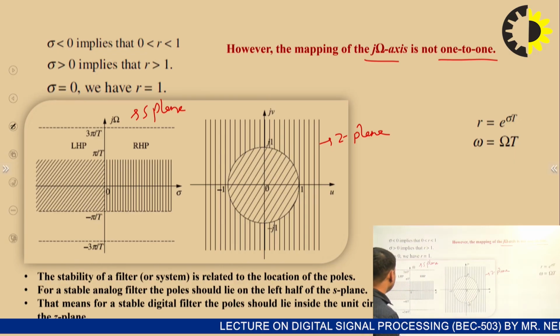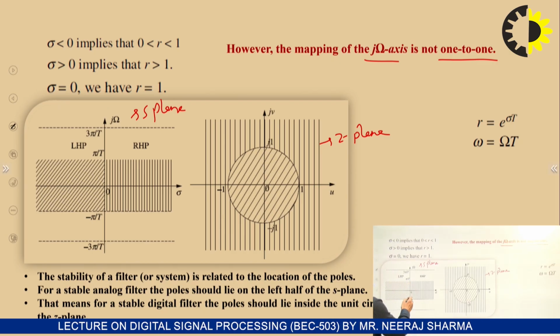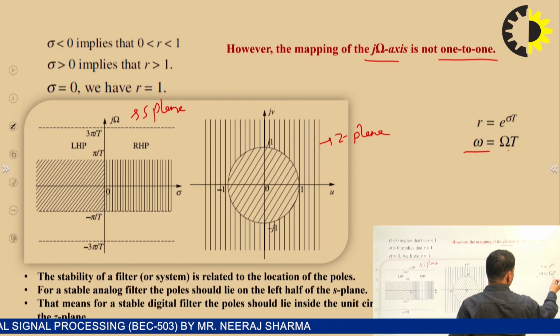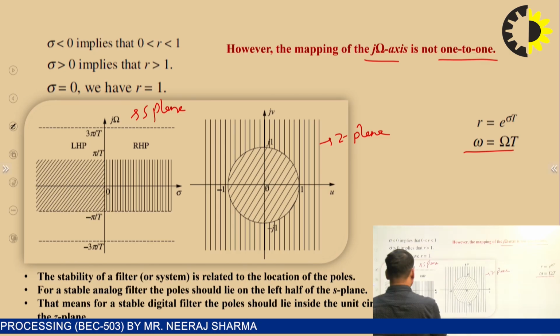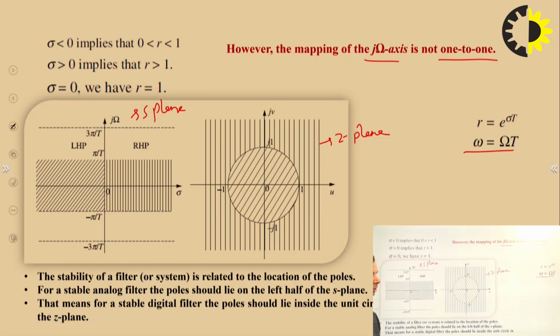Here you can see the sigma j omega axis, the left half S plane and the right half S plane, ranging from minus pi by T to pi by T, because omega is equal to omega T. So the frequency here ranges from minus pi by T to pi by T, minus 3 pi by T to 3 pi by T. Now when it is transformed onto the digital filter, it is transformed into the Z plane.